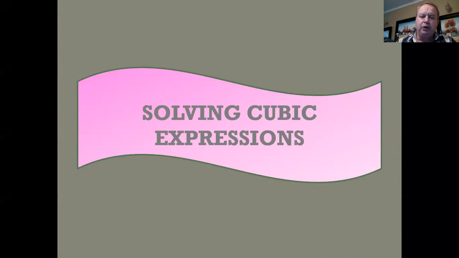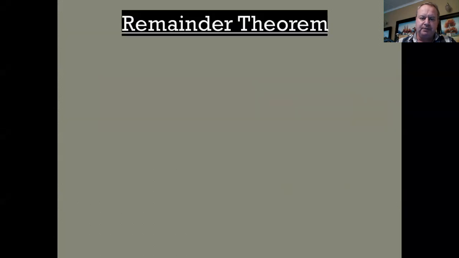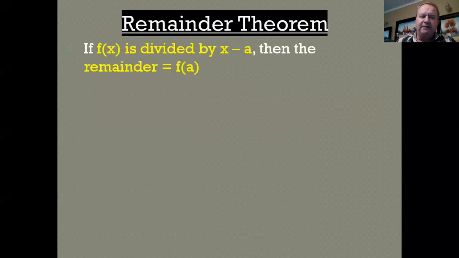We're going to solve cubic expressions. The theory that we need to understand is the remainder theorem. If f(x) is divided by x minus a, then the remainder is f(a). That means x equal to the opposite sign of this, x equal to a, I substitute into the f(x) expression. So wherever x equal to a, I replace x with a, and that answer will give me the remainder.